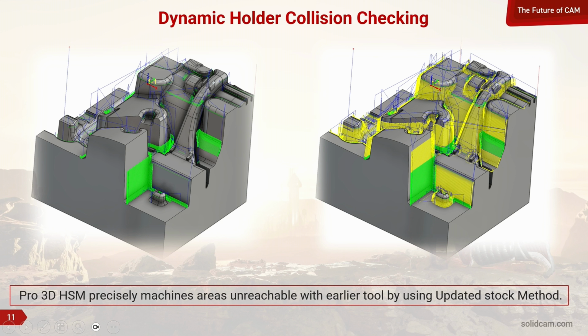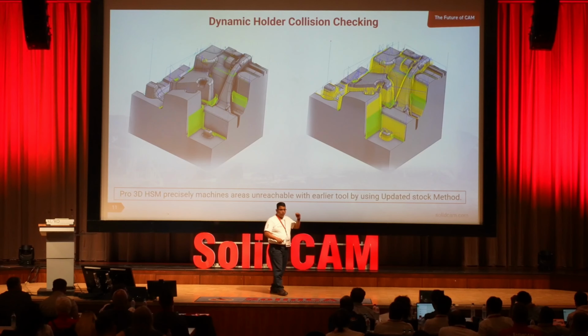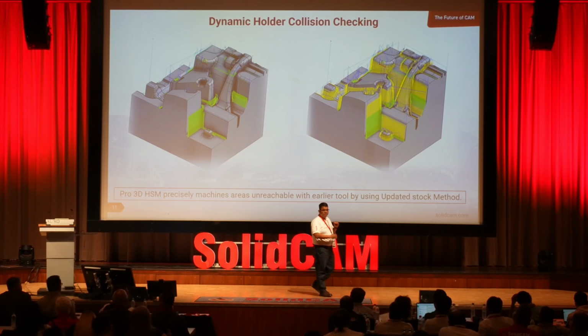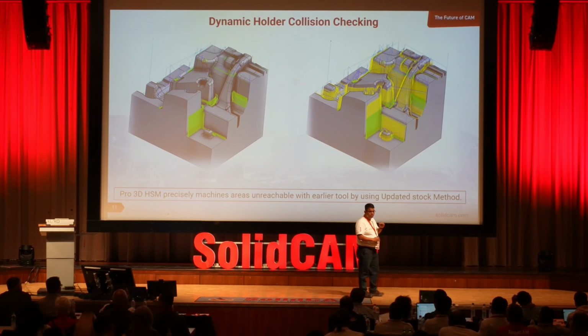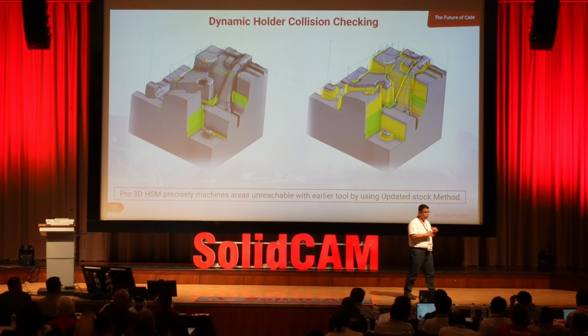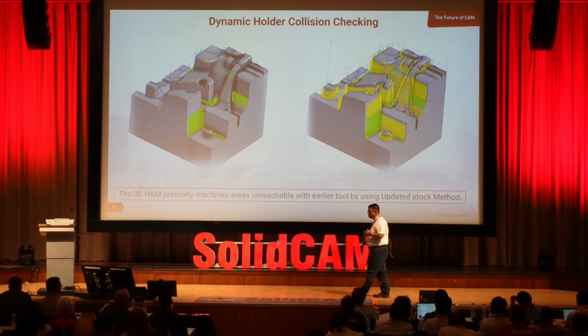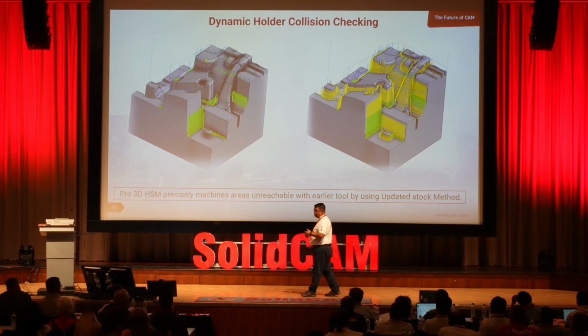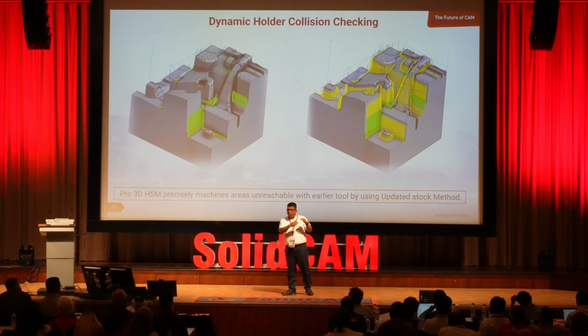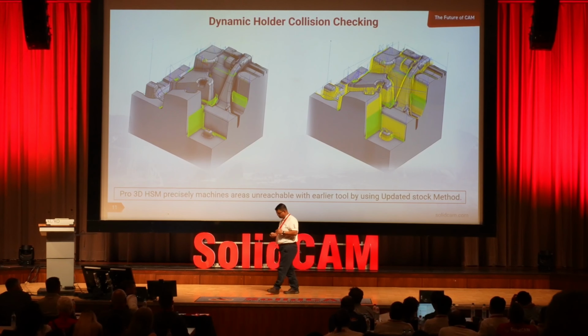So it can precisely find out where the material is remaining and only cut those areas, and then it completes this entire job. Now, the best part about this is that in other software, when you use a short tool, the next tool has to be of the same diameter and the same shape. You can't put two different tools. But in Pro 3D HSM, it will allow you to put any diameter of tool, any shape of tool as the next one, as we are not dependent on the previous operation, but the previous stock.